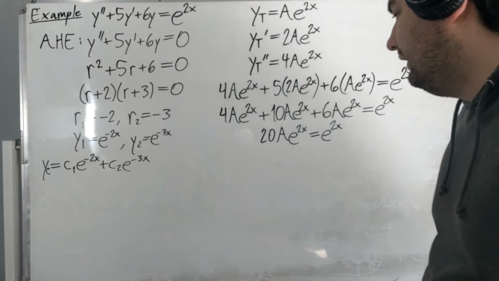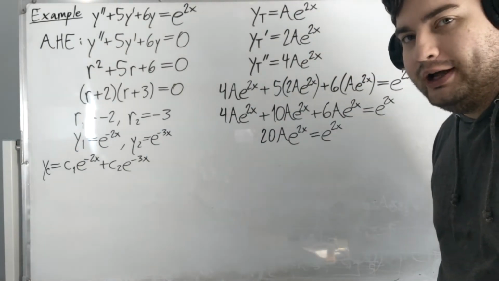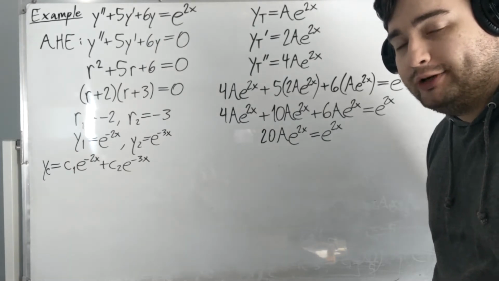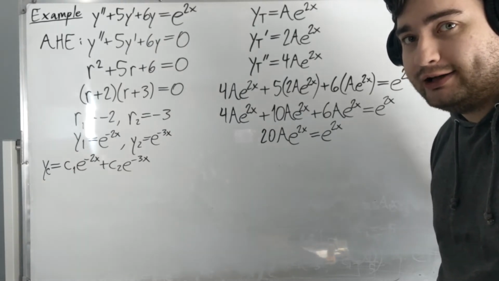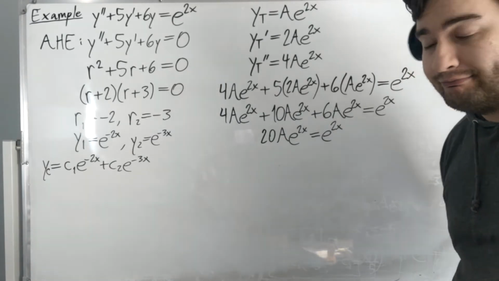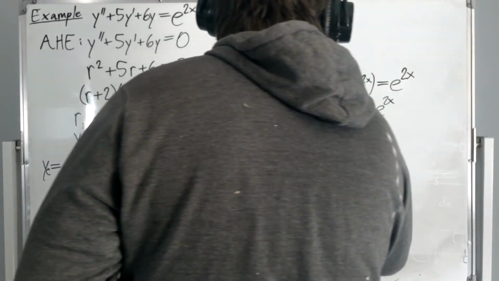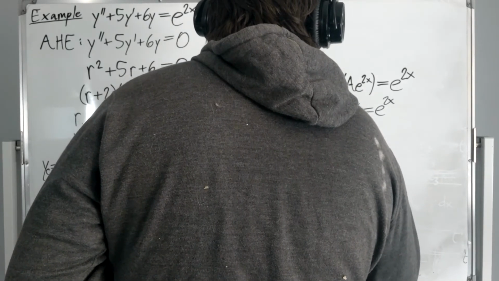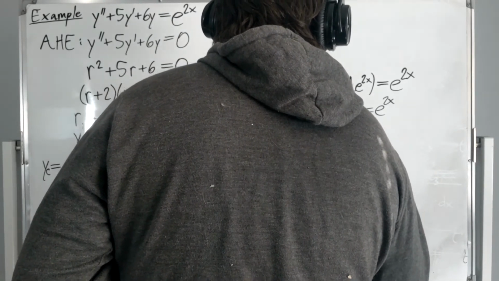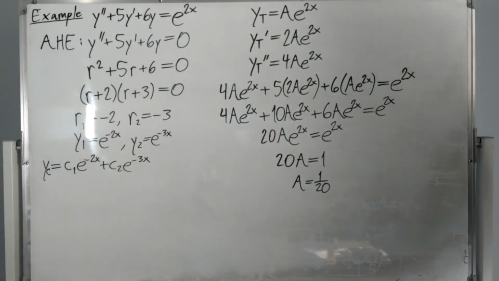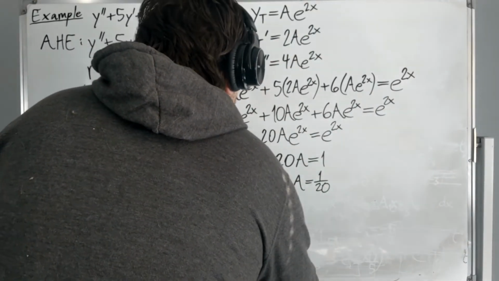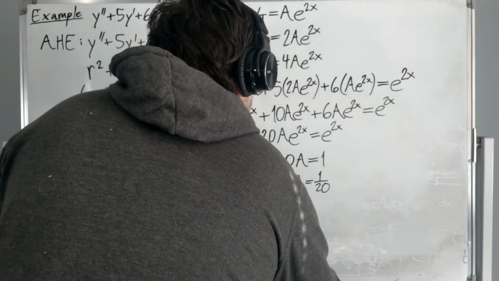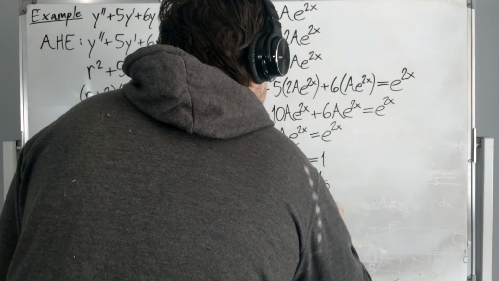So then if 20a e to the 2x equals e to the 2x, what do you suppose 20a is going to have to be equal to? You just divide both sides by e to the 2x, you get 20a equals 1, right? So 20a equals 1. In which case a is 1 over 20. And so the particular solution that we were looking for is 1 over 20 e to the 2x.